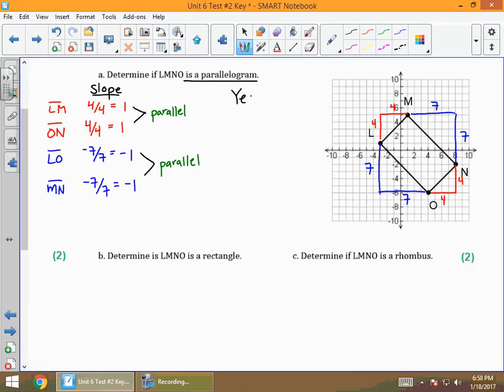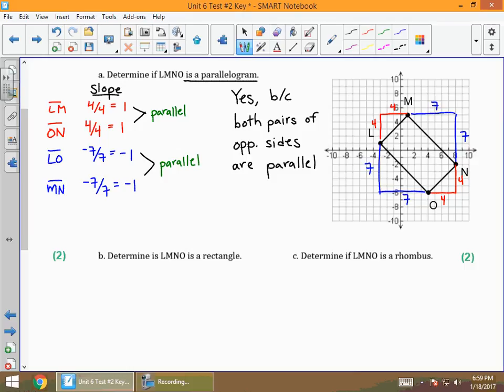Yes, because both pairs of opposite sides are parallel. That's why.